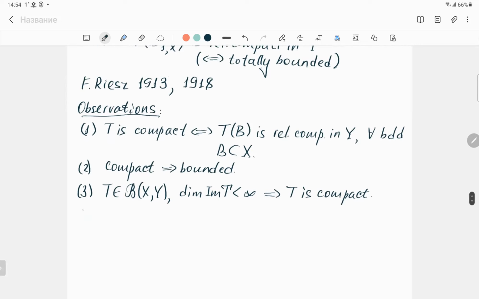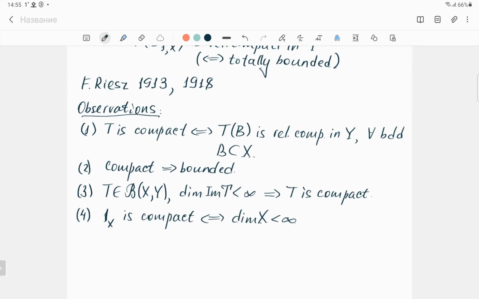In the general case, a bounded operator is not necessarily compact. And the simplest counterexample is the identity map of an infinite dimensional Banach space. So the identity map is compact only if X is finite dimensional. And this is immediate from the fact that the unit ball of an infinite dimensional space is not compact.